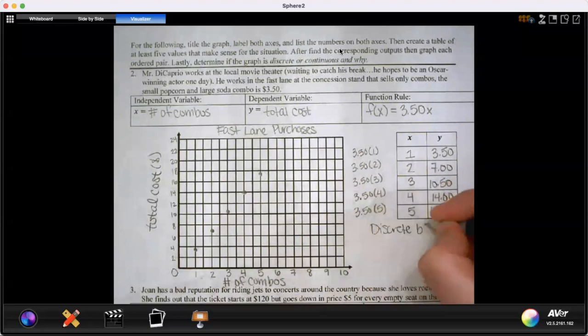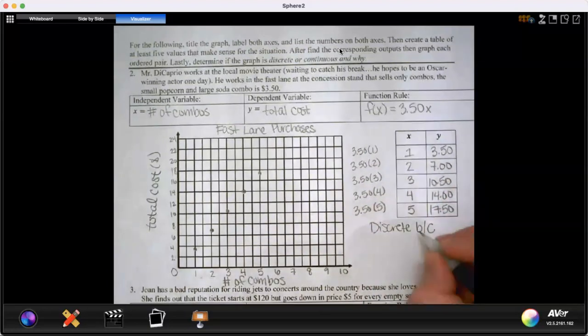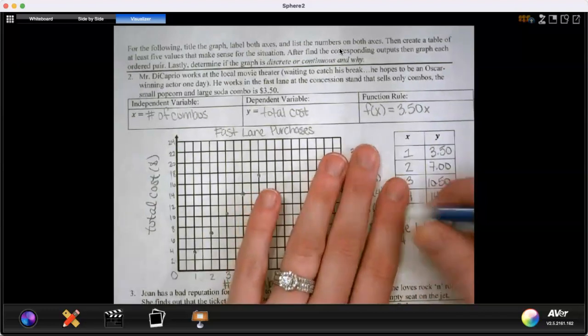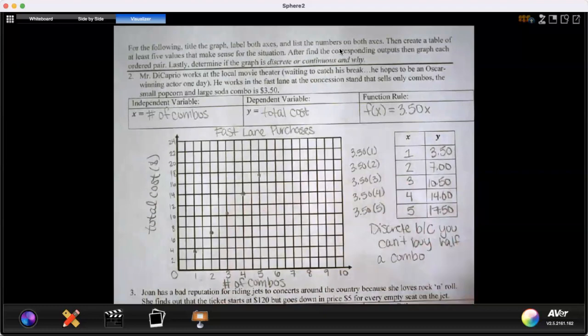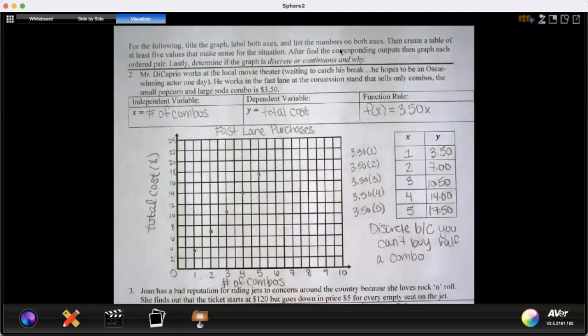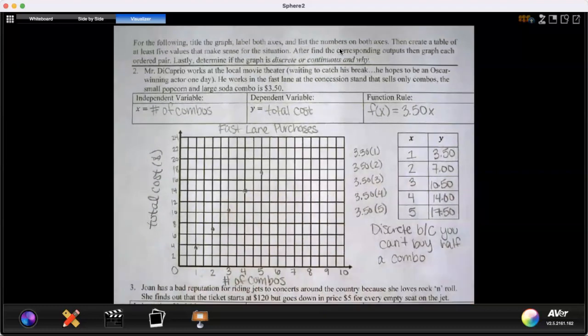And you remember B/C stands for because you can't buy half a combo. So therefore, this would be all I have on my graph, no connection, just that alone.